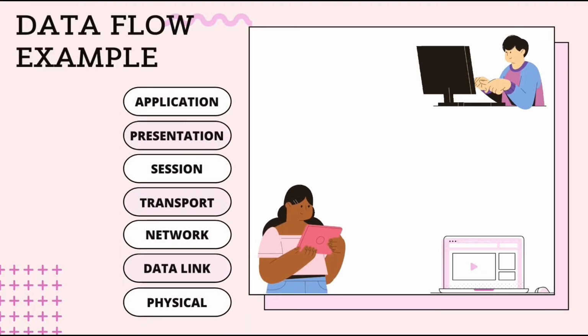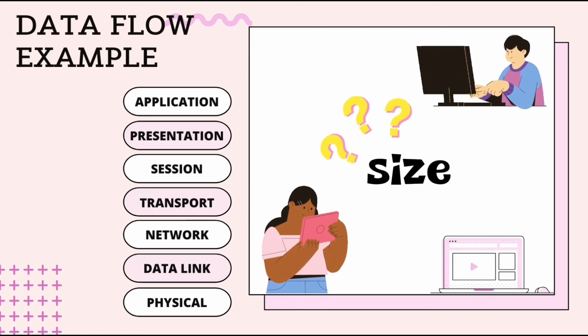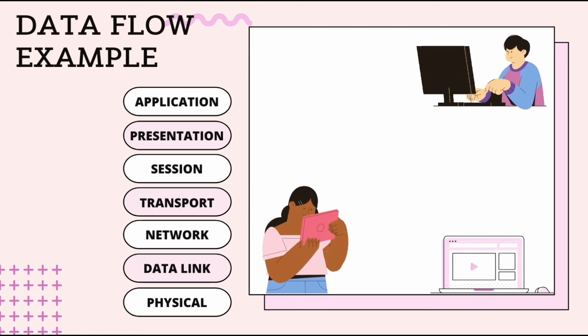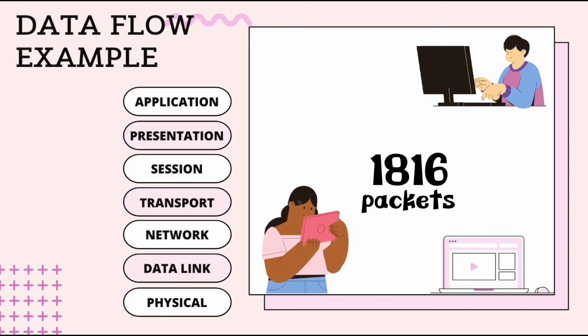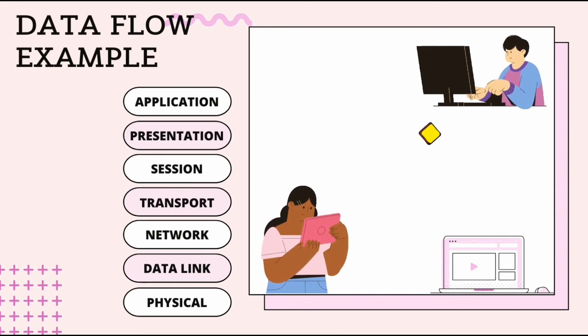Data flow example. First, we need to find out the size of each segment. Based on the message, we find that the size of the packet is 1,816 bits. So, the segment will be divided into 32 bits. There will be 56.75 segments through all the layers.